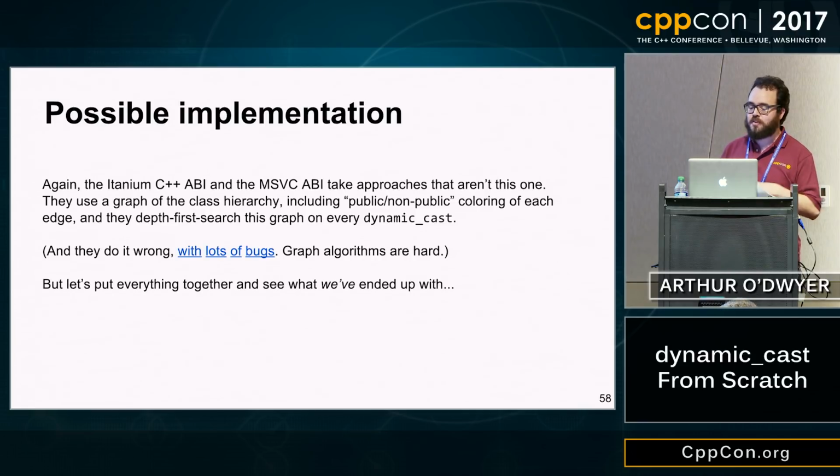They actually do a whole graph. They depth first search this graph. It is slow. It is buggy. Graph algorithms are hard. And when you try to do them efficiently, they get harder. And ironically, you make more bugs. Let's put everything together and see what we've ended up with.